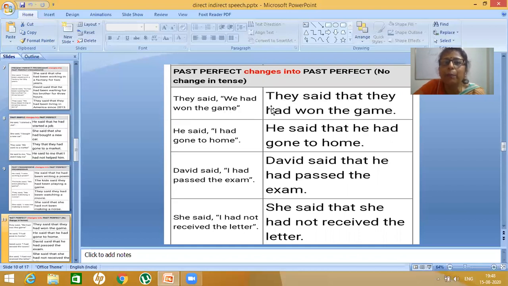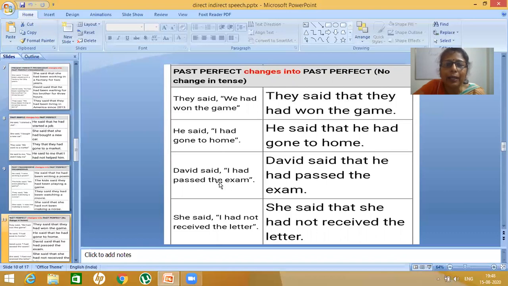What changes have we made in this? Only the comma and the full stops we have removed, and the pronoun "we" changes to "they." They had won the game. He said, "I had gone to home." He said that he had gone to home.